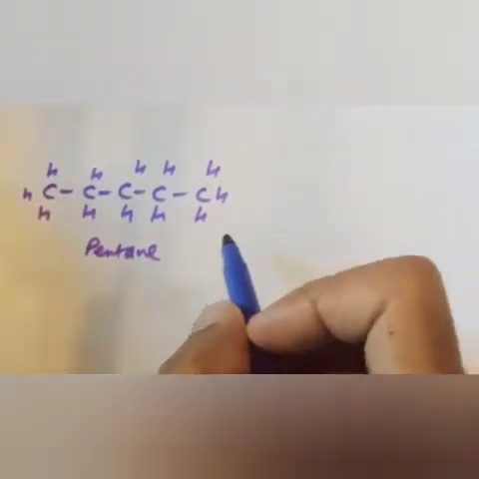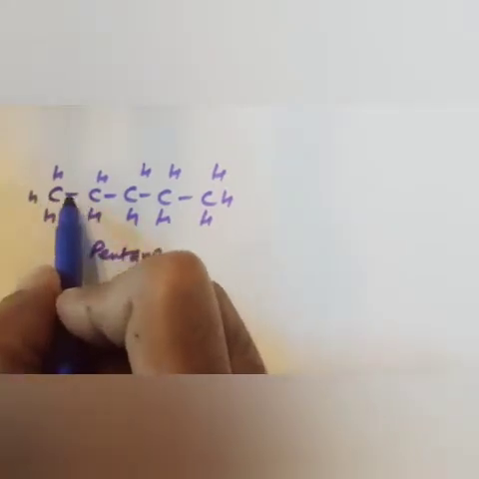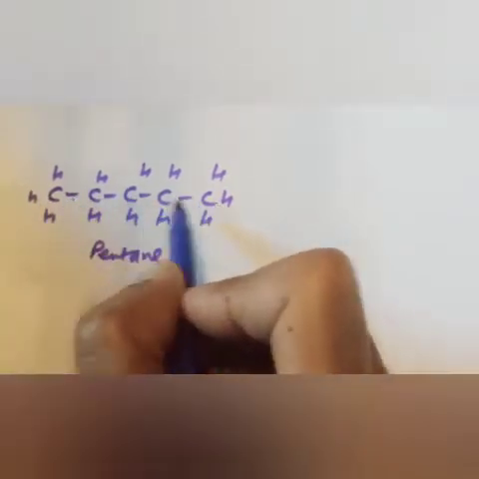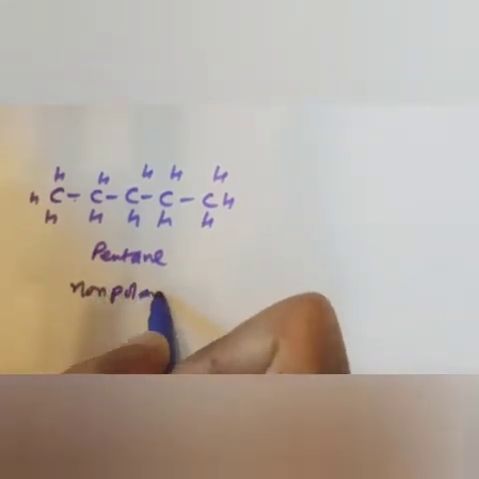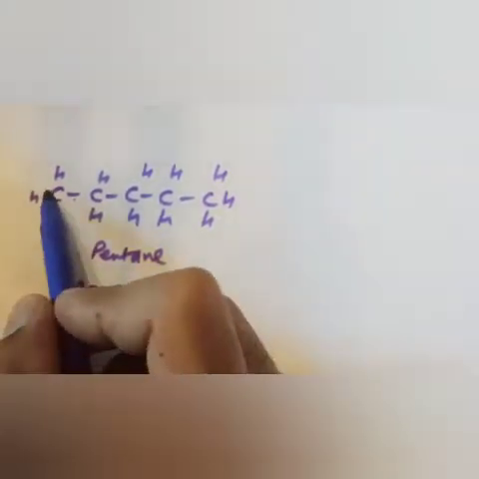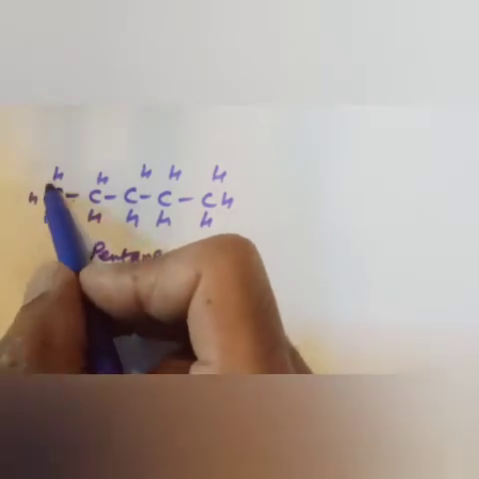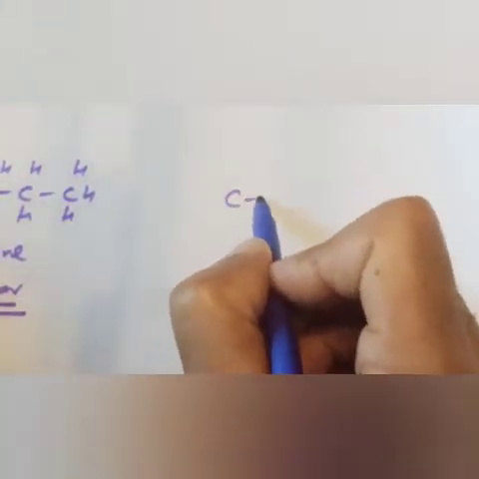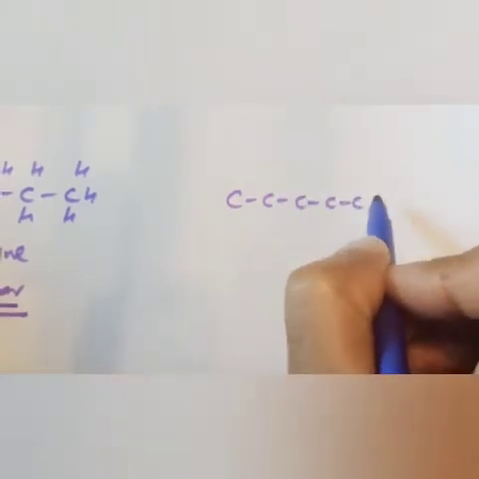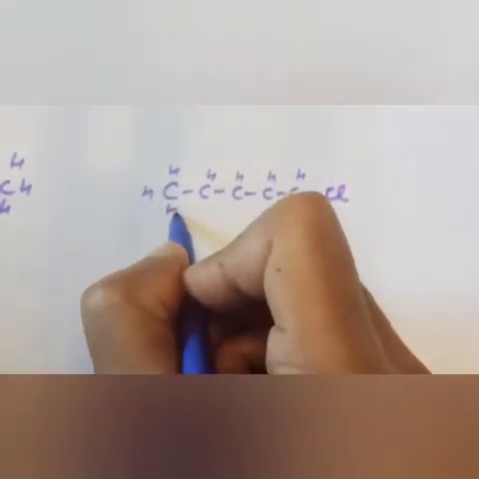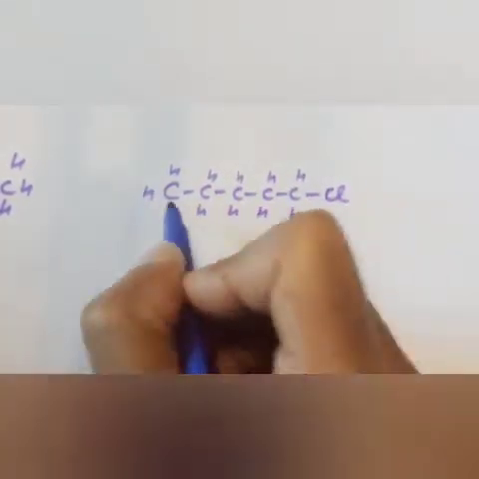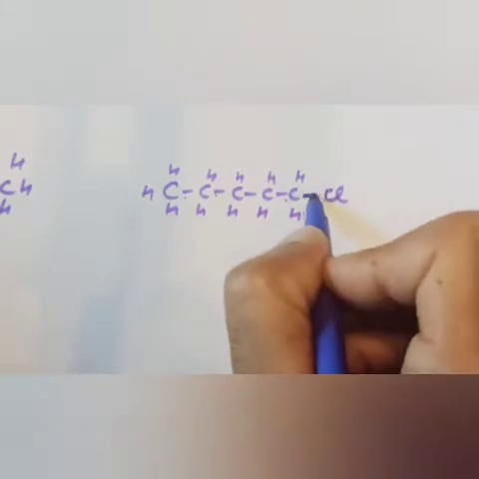If we see between these carbons, which bond is there? Whatever bond is there between carbon and carbon, that is non-polar. Non-polar means equal energy. And between carbon and hydrogen, that is also equal. Now, if one of the hydrogens is replaced by chlorine, and the rest is hydrogen, all these cases are non-polar except this bond.